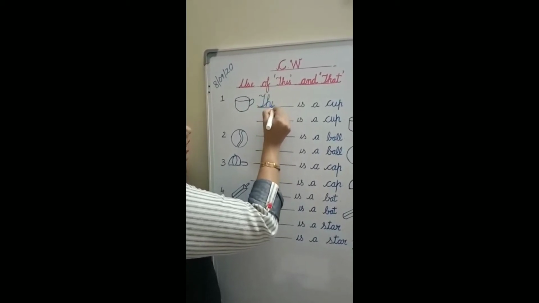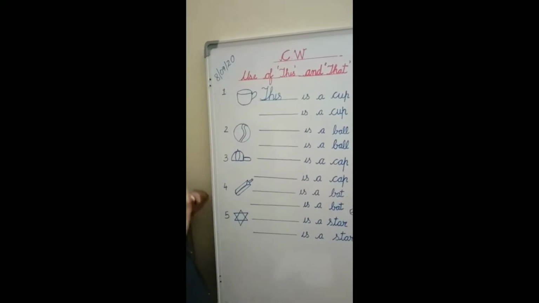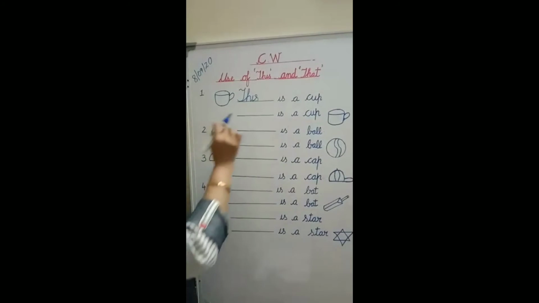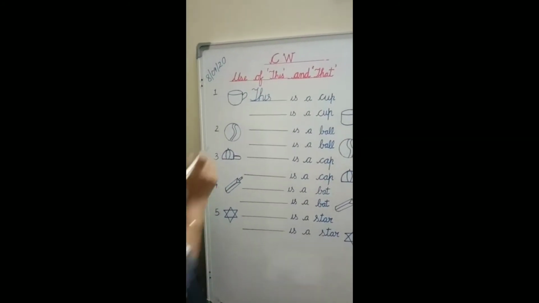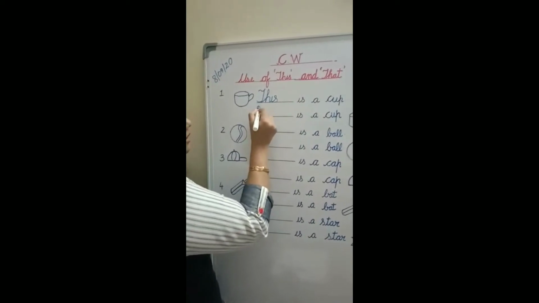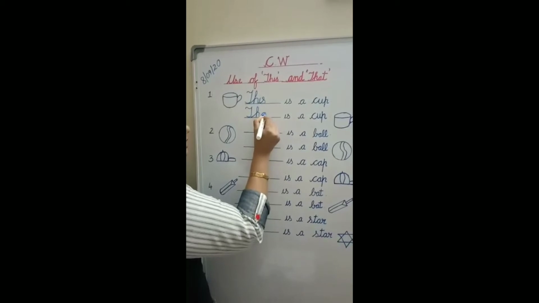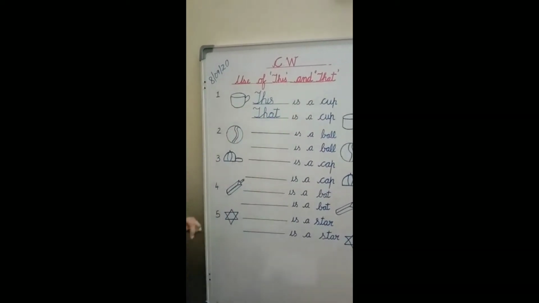This, this. Okay? Now look here, the object is far away from us. The cup is far from ma'am. So what are we going to write here? We are going to write here that. Okay? That.